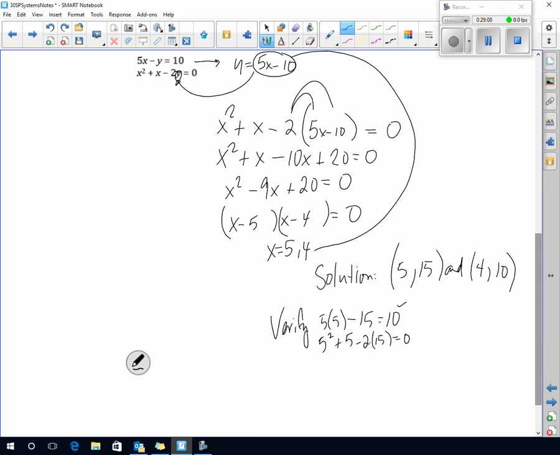Now I've got to check this point. So 5 times 4 minus 10, does that equal 10? Yes. Okay, now I'm going to substitute 4 and 10 into the second one. 4 squared plus 4 minus 2 times 10 equals 0. So this is 16 plus 4 is 20. 20 minus 20 is 0. So they both work. Do you see how I verified it?